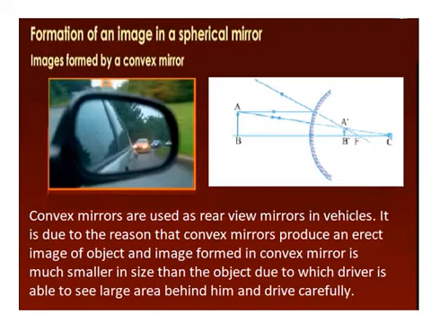Now you can see in the mirror, the car which comes behind is seen upright, and you can also see some 3 cars which are following one by one. So it gives a wider field of view, as well as an erect image, and that's why convex mirrors are used for rear view mirrors.